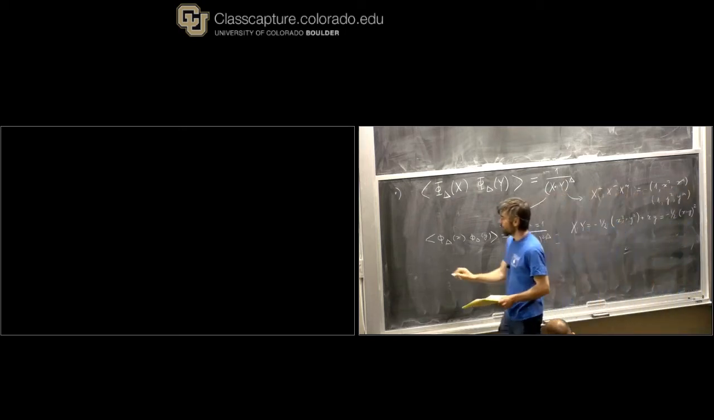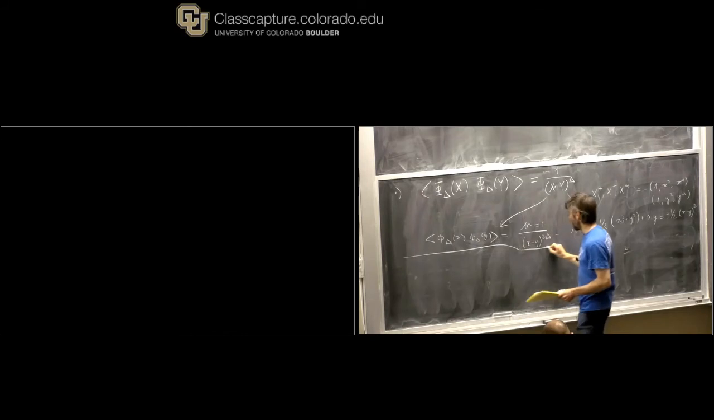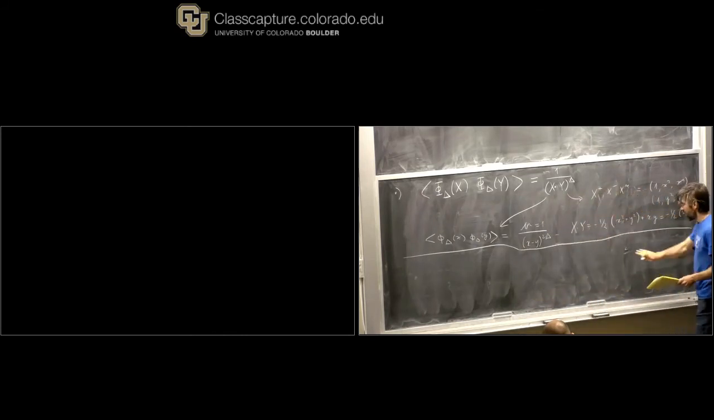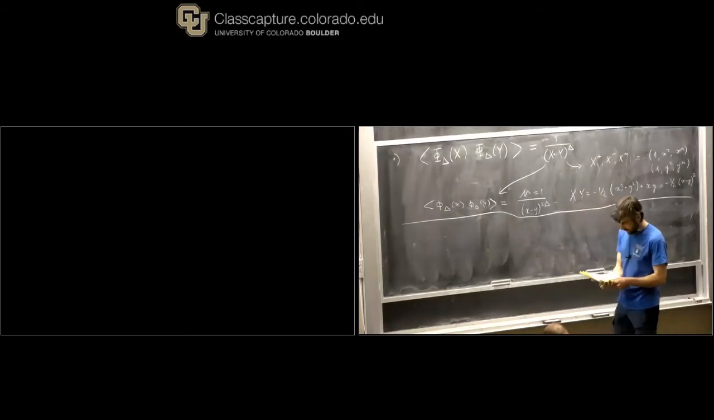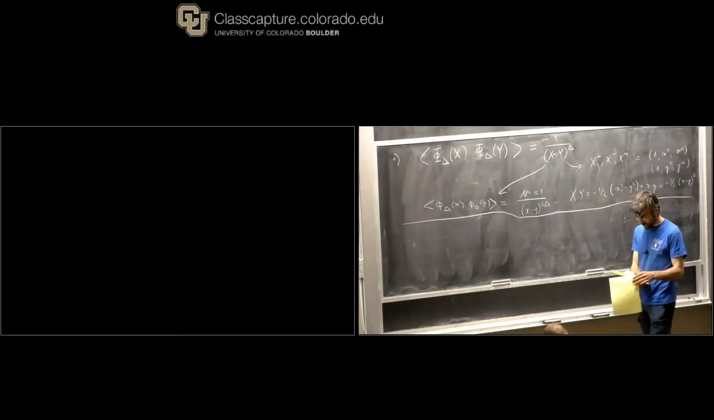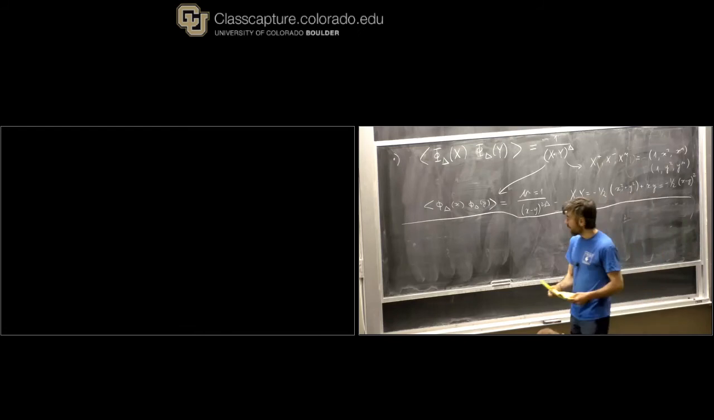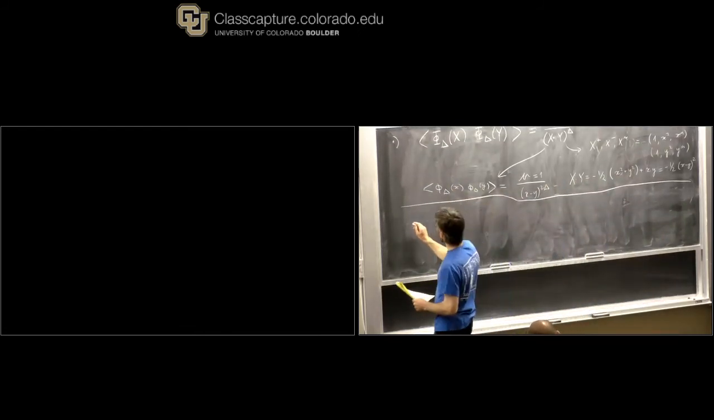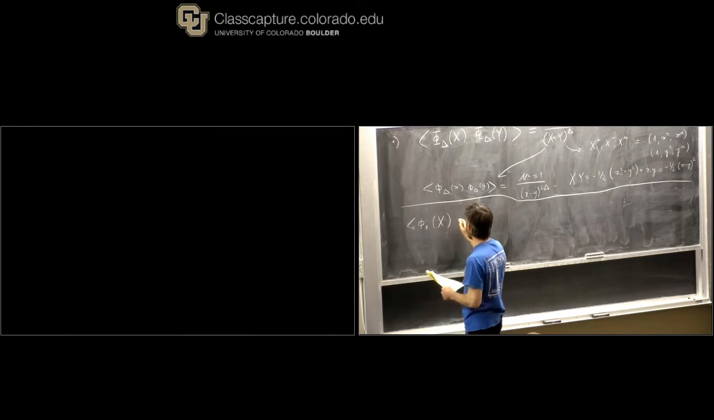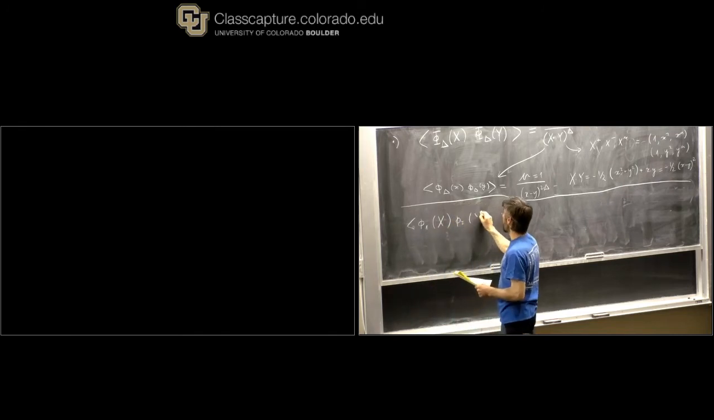And as always in this course, first you do something easy and it looks masochistic, but now you start applying it in more complicated situations and you see that actually it's a big advantage. So let's do the same thing for the three-point function. So now let me take three fields: phi 1 of x, phi 2 of y, phi 3 of z.